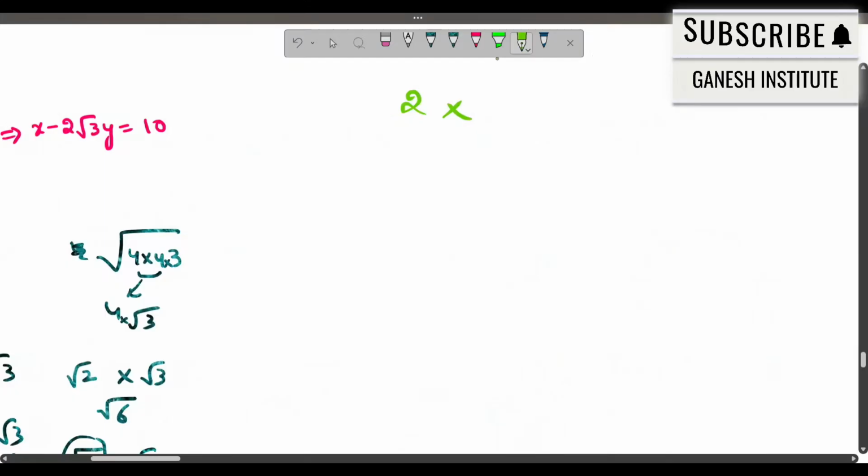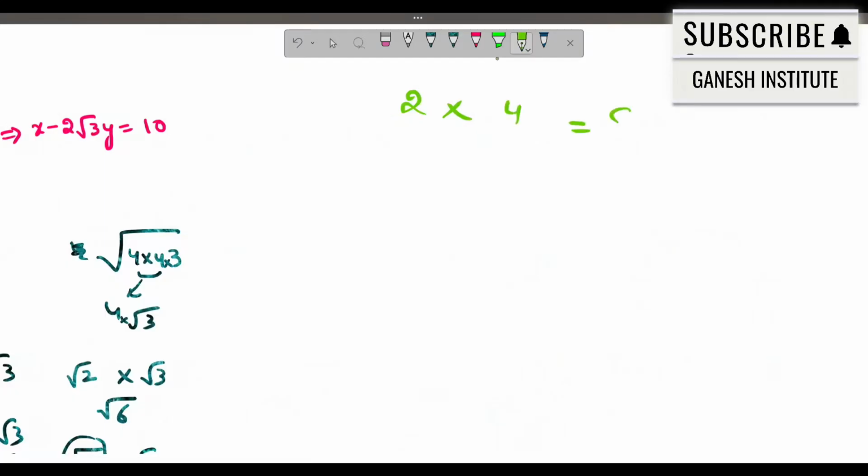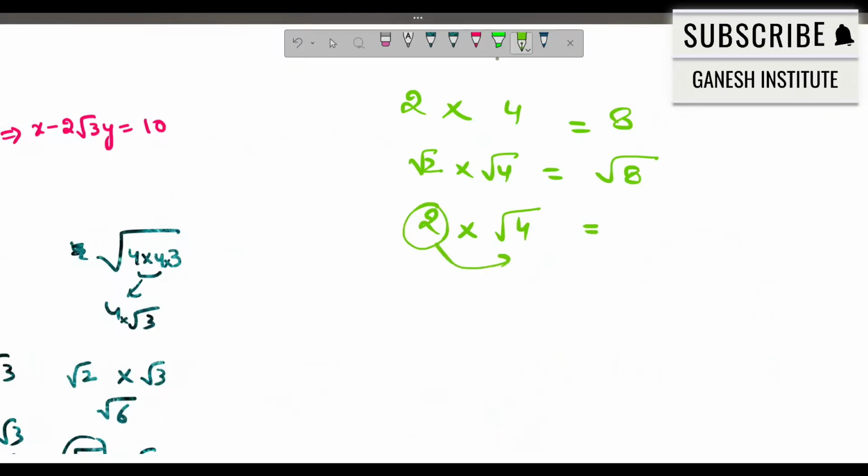If I'm having this, of course this becomes 8. Now if I put the square root for both of them, it will become root 8. Right? If I have 2 and root 4, you cannot take it inside. You simply do 2 root 4. If it is root 5 into 2, you will simply do 2 root 5.